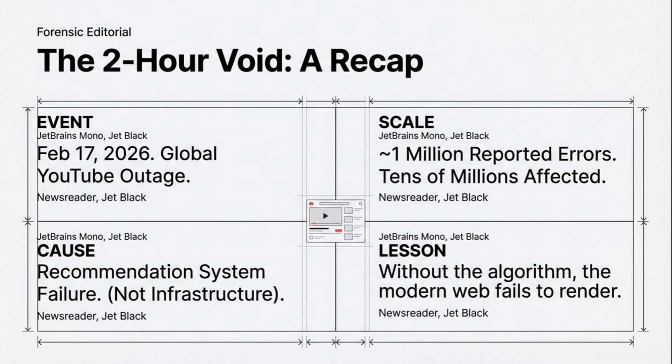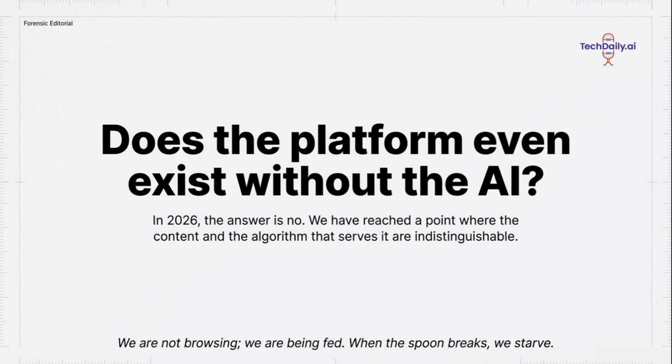Look, if the outage happened because the hard drives with the videos melted, that would make sense to us. The library burned down. Right. But the library didn't burn down. No, the books were all still on the shelves. We just weren't allowed to see them. Because the librarian who hands you the books went offline. Exactly. That black screen is the perfect visual metaphor. It proves that without the algorithm, the content is effectively invisible. There is literally nothing there for you if the AI doesn't serve it to you. It's a complete loss of our own agency. We're not browsing anymore. We're being fed. We are dependents.